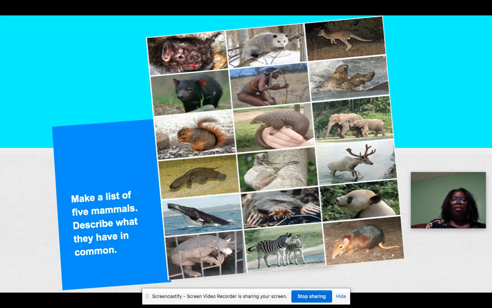Okay, right. So we have a kangaroo, that's a mammal. A polar bear is a mammal. Zebra is a mammal. The squirrel is a mammal. And the dog. Right.